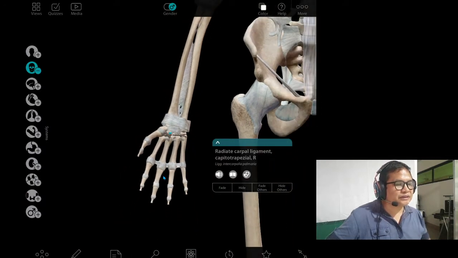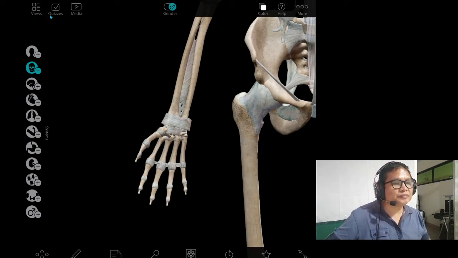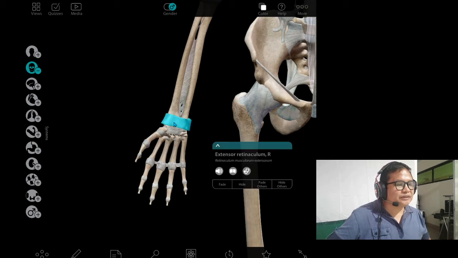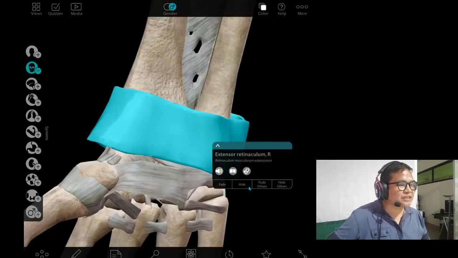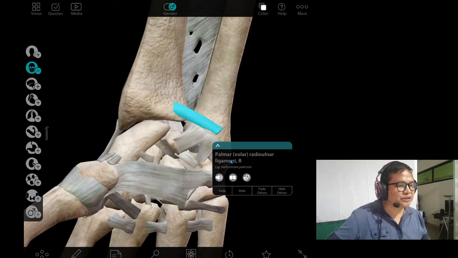So this is the hands that we try to talk about. Okay, just wait a minute. Okay, so this is the hands. Okay, so we have here the wrist. So first let's discuss the part of the wrist before we are going to proceed with the muscles.